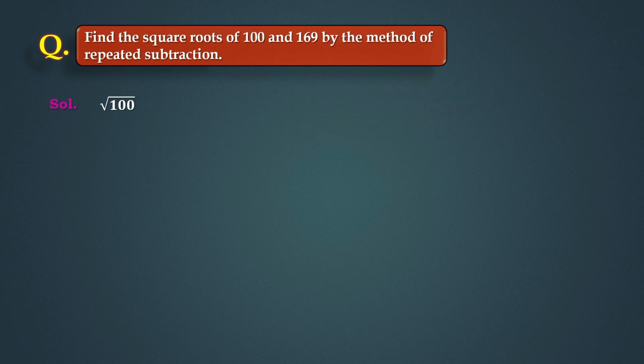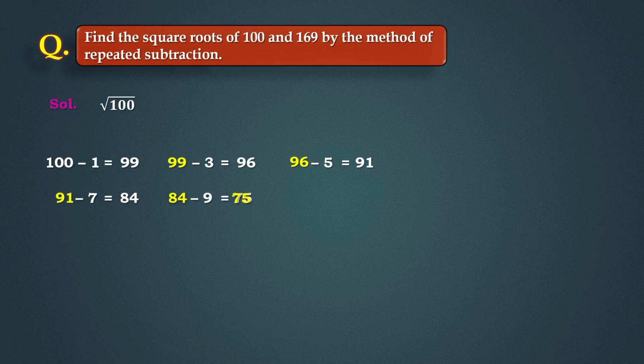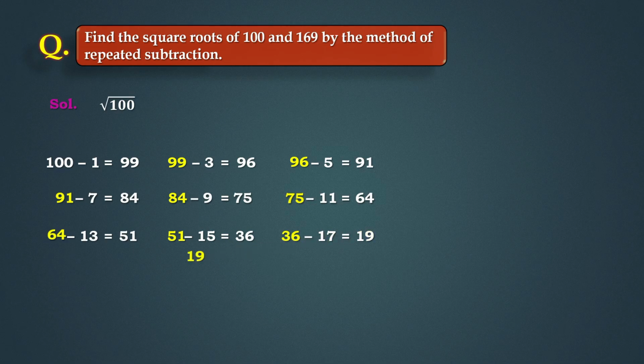Let's begin with 100. Start subtracting odd numbers one by one. 100 minus 1 gives 99. Then subtract 3, we get 96. Subtract 5, we get 91. Subtract 7, we get 84. Subtract 9, we get 75. Subtract 11, we get 64. Subtract 13, we get 51. Subtract 15, we get 36. Subtract 17, we get 19. Finally, subtract 19, we get 0.